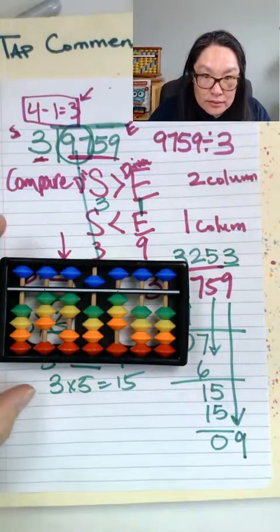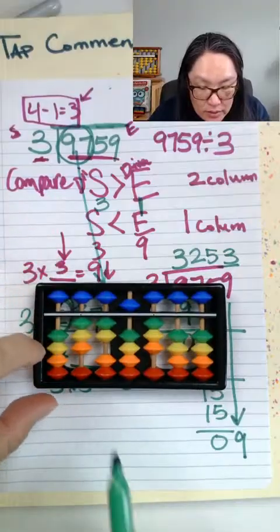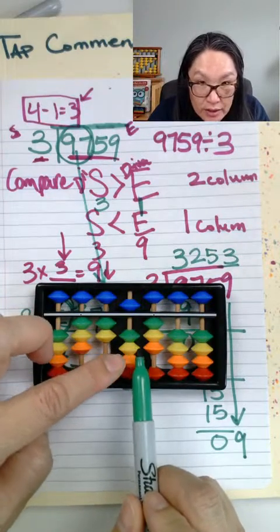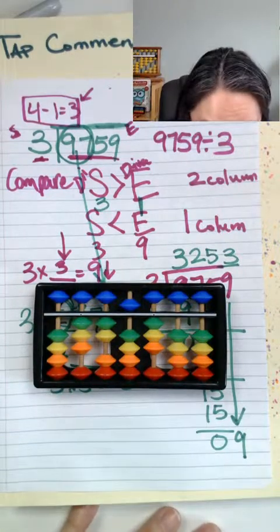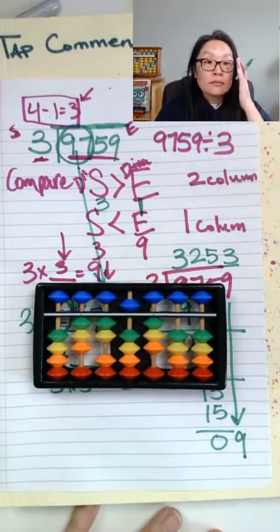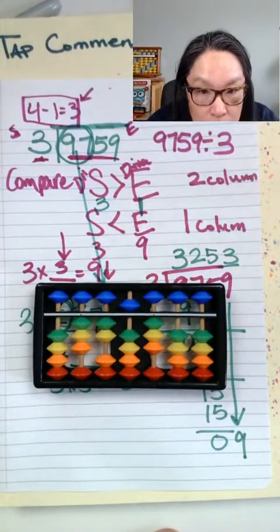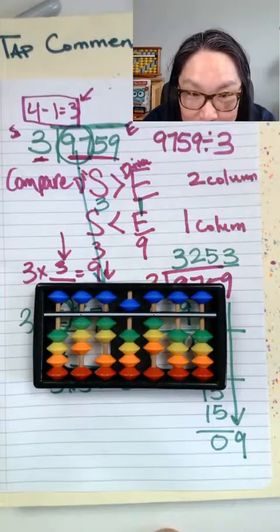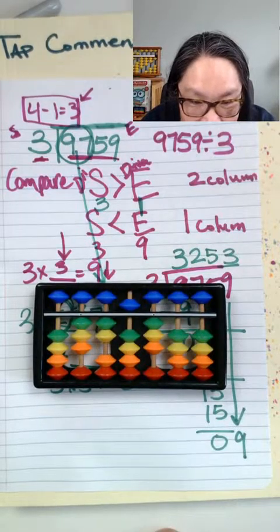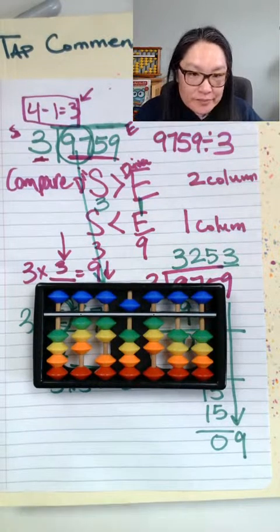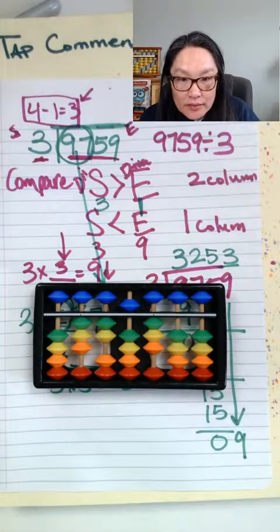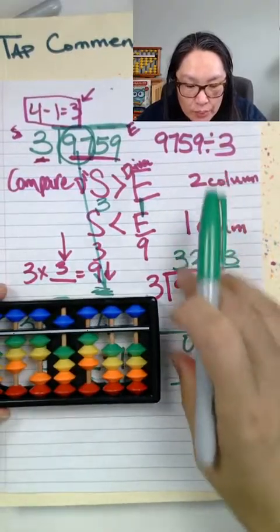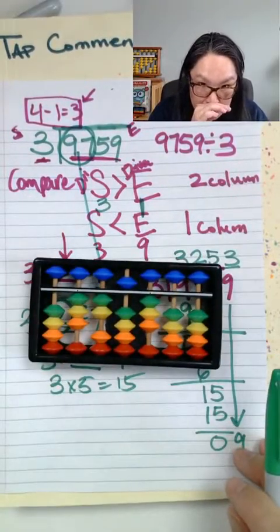Does that make sense? So my answer is 3,253. That was an easy one. We can do another one. All right? Does that make sense? I think I understand. Yeah. I do this to compare, but obviously we don't need to do this. We can do another one.